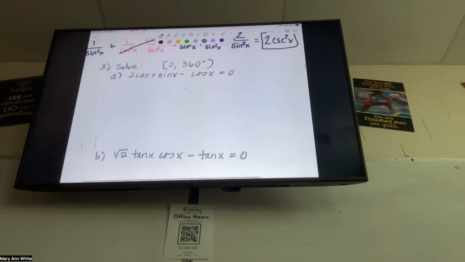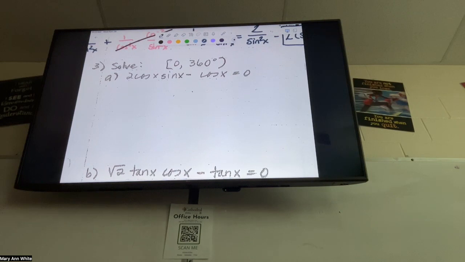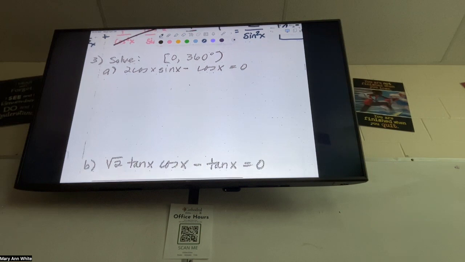Okay, these say solve, which means we want to get x by itself. We're not going to be able to get x all the way by itself, but if we can split it into just trig functions, that would make it easy. First thing I look at when I'm here is is there something I can take out of both of those terms? I've got 2 cos x sine x minus cos x. What can I take out of both of those? Cos x, good. So we'll take that cos x out.